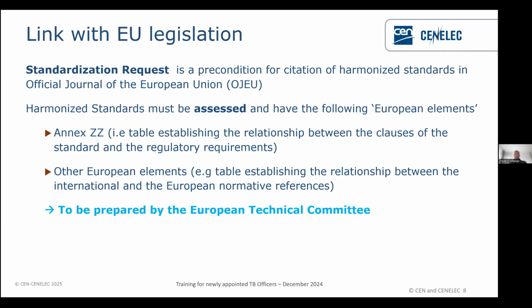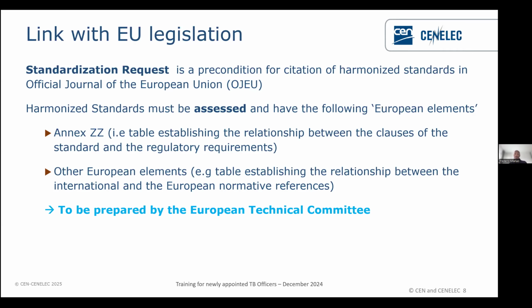For example, if it's an EN IEC standard, you have to have another annex that makes the link between the normative references used at international level and their corresponding European normative references. It is explained in another presentation. But what is key here is the Annex Z that makes the link between the clause of the standard and the essential requirements. And the Annex Z has to be prepared by the European Technical Committee.